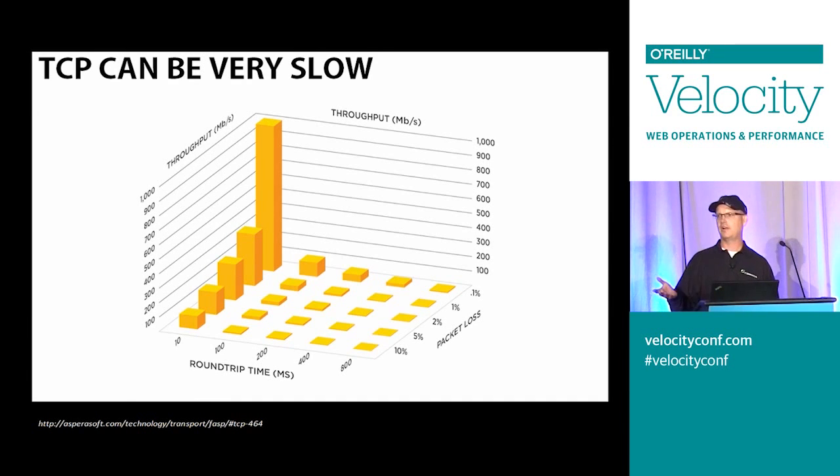So it's a little bit of background on TCP. Has anybody heard of the Velocity session? I'm sure a lot of talk has been done on TCP. And here's a slide from Aspera that I kind of liked. It shows round trip time and packet loss.